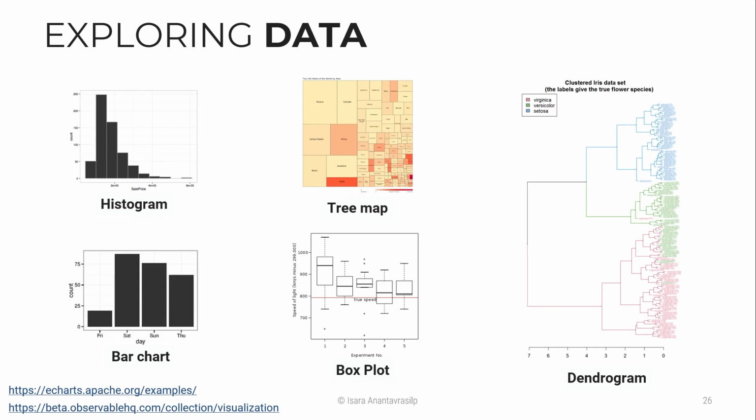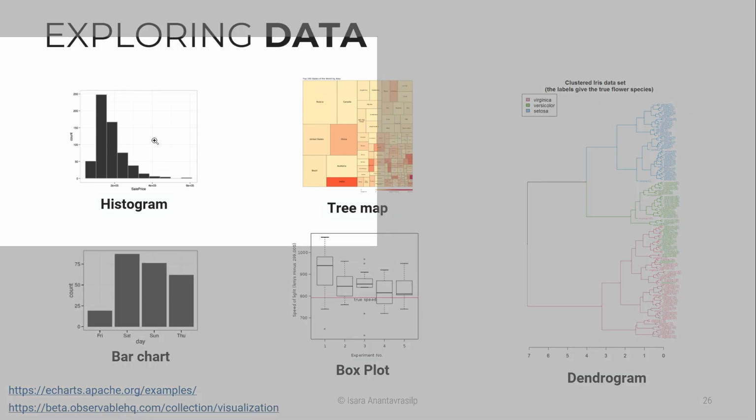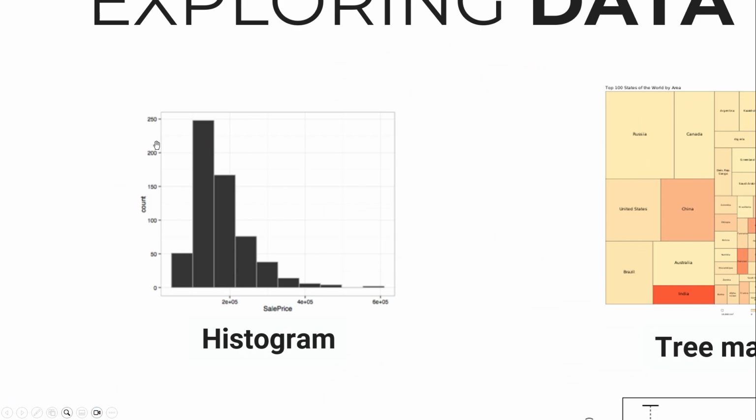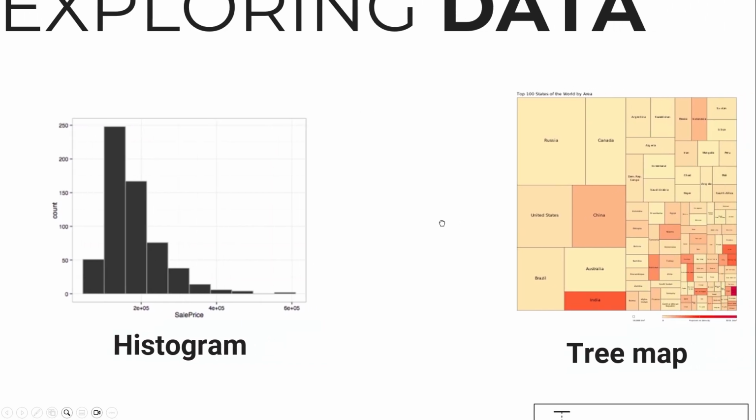For example, all right, let me zoom in. Histogram. A histogram is a graphical representation that organizes and displays data distribution by dividing it into intervals or bins along the x-axis and showing the frequency or counts of data points falling into each bin as the height of the corresponding bar on the y-axis. Okay, right here. Next is the tree map.